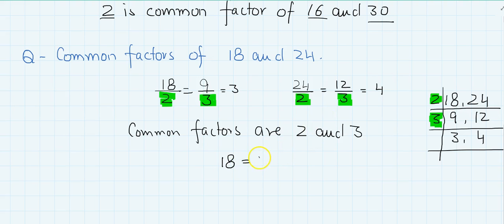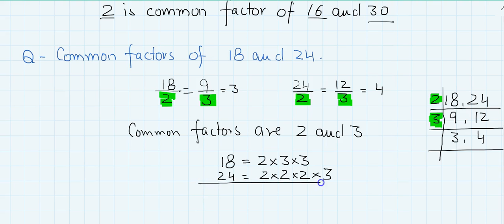If I factorize it, I know that 2 times 3 is 6, times 3 is 18, and 24 is 2 times 2 is 4, times 2 is 8, 8 times 3 is 24.